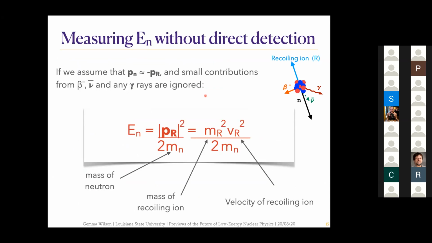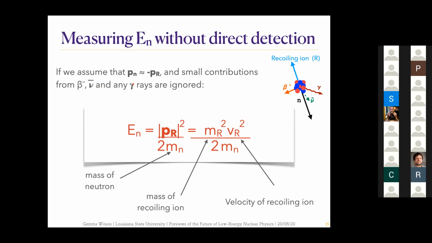So how do we infer the neutron energy then? We can write it in terms of masses and velocity. So we can write it in terms of the mass of the recoiling ion, the neutron, and then the velocity of the recoiling ion. And this works if we assume that the neutron momentum and the recoil momentum are roughly equal and opposite, and we ignore any contributions from the beta and the neutrino and any gamma rays.